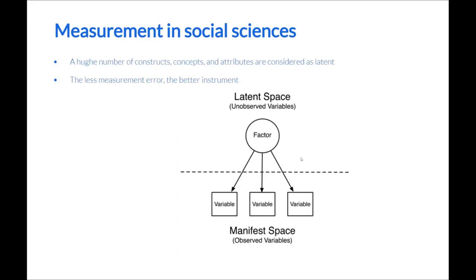Typically, we observe in a manifest way using indicators. That is the logic that we use in most surveys. When we ask people to answer some items, we are trying to observe some specific behavior that is an indicator of a latent concept. In that way, we need to construct better measures with less error. And if we have better measures with less error, we have better instruments.